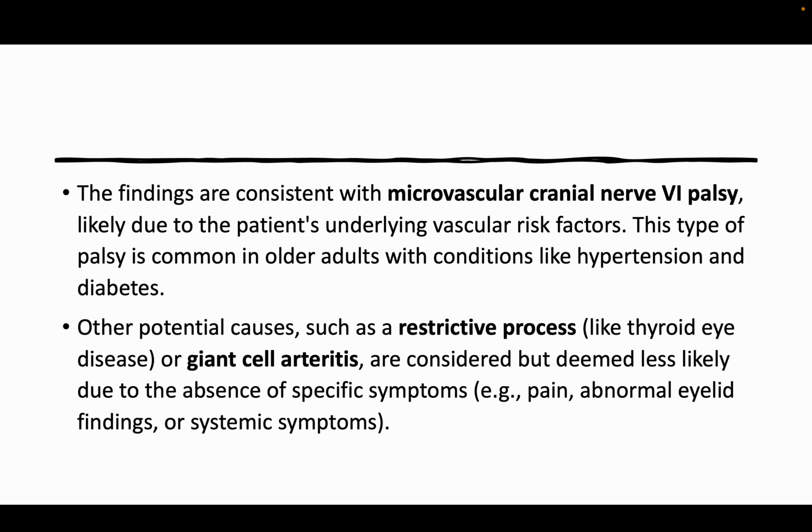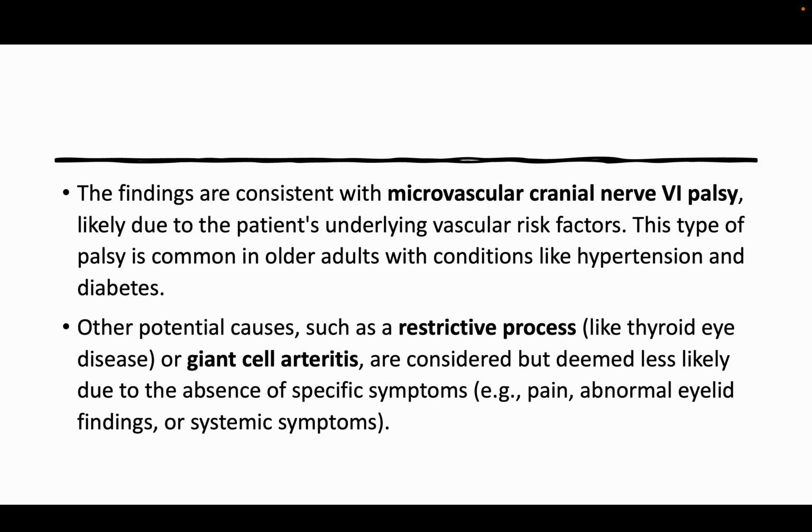So then also look for, in the case of the sixth nerve, any raised ICT. So this might be a case of microvascular cranial nerve 6 palsy because of the underlying comorbidities. So what are the other possibilities in this case? So let's say it is isolated and there is no other problem. If there are no comorbidities, always look for the orbital causes.